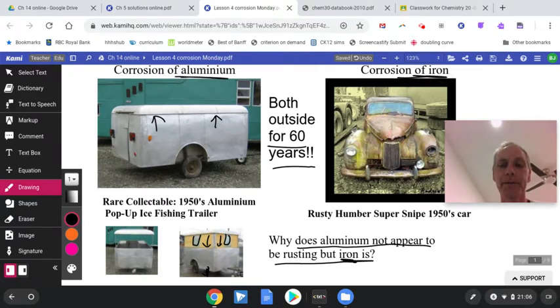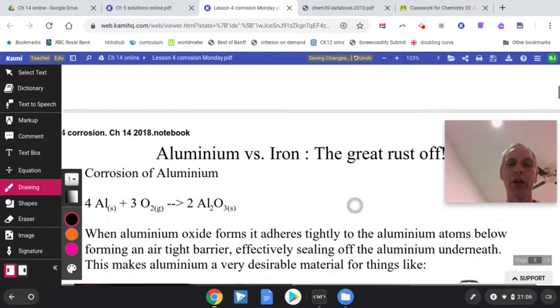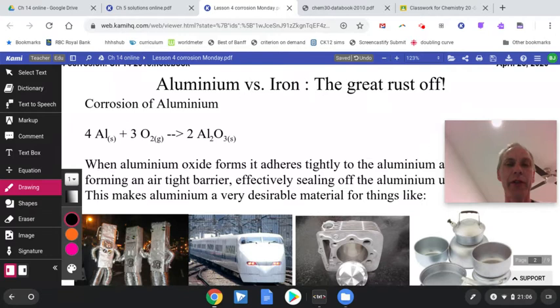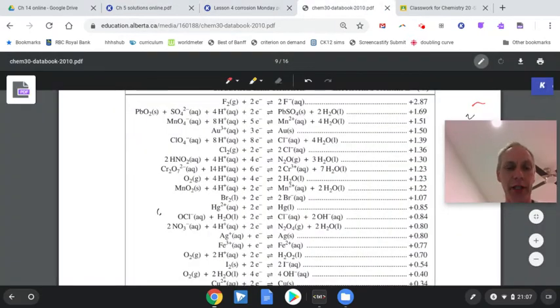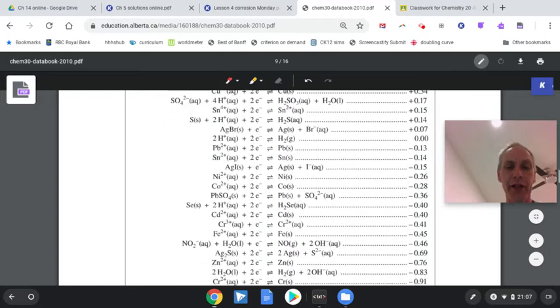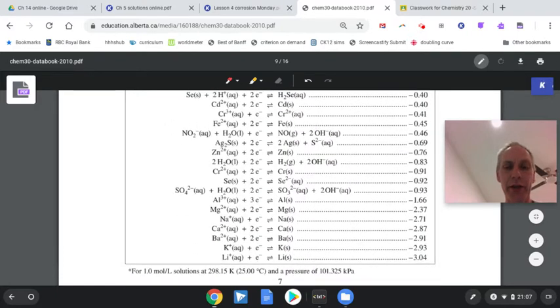So what's going on? Okay, big idea number one. Aluminum versus iron, the great rust off. When aluminum corrodes, it combines with oxygen as the oxidizing agent and aluminum as the reducing agent, and we get Al2O3 or aluminum oxide. So the aluminum does corrode, and it does do this spontaneously. If you look on the table of relative strengths, right there, we have aluminum is actually a very strong reducing agent. It is way down here.